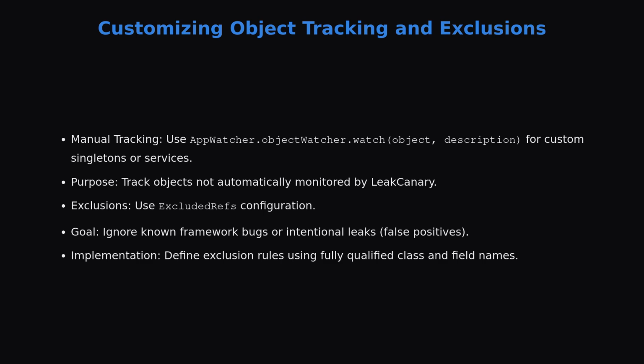LeakCanary allows manual tracking of specific objects using AppWatcher.objectWatcher.watch, passing the object and a description. This is necessary for custom objects that are not automatically tracked by the framework integration, such as custom singletons or specific service instances. Framework bugs or known intentional leaks in third-party libraries can generate false positives.